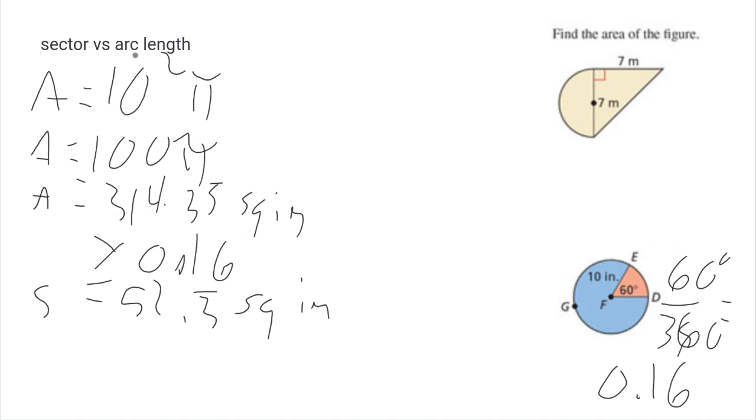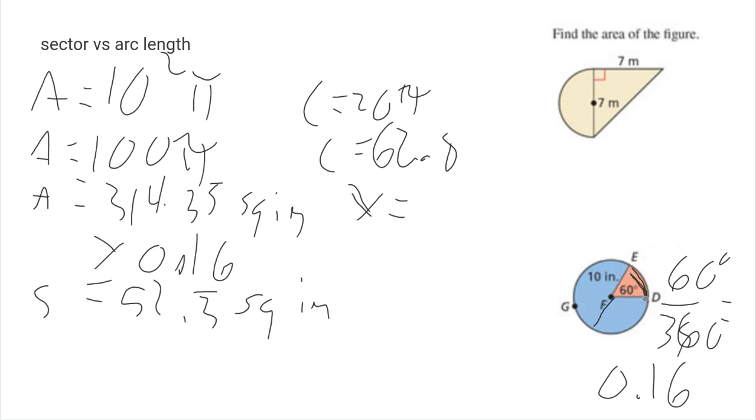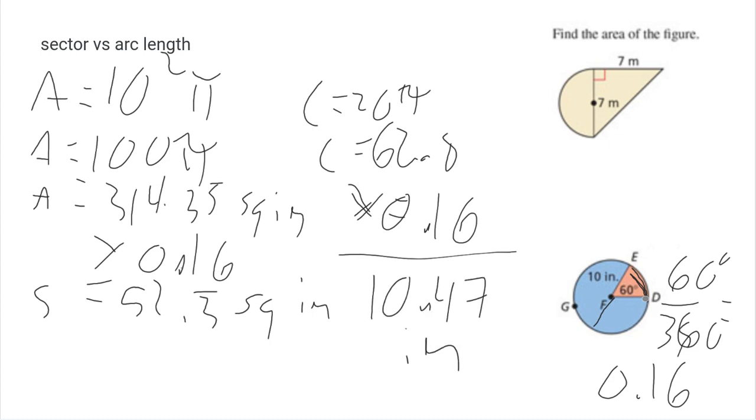Arc length is going to be circumference. So in this case, it's going to be 20 pi, which is 62.8. Again, we're going to multiply it by just the portion that we care about, so from E to D, which is still going to be that 0.16 number, and we get 10.47 inches. So all the way around the circle is 62 inches, just from E to D is 10 inches.